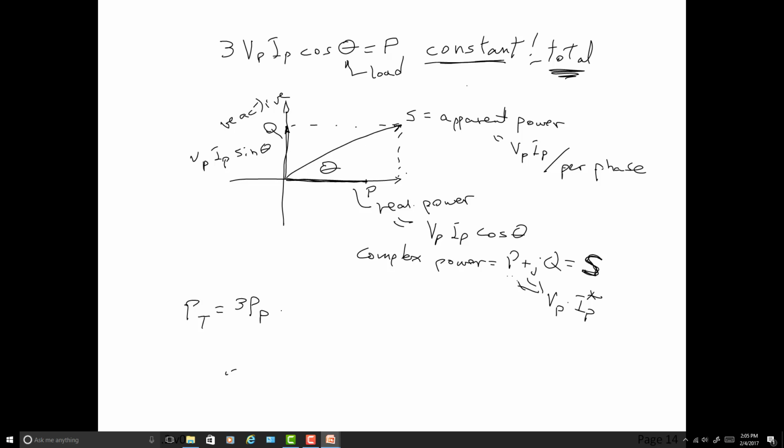Oops, that's a total, right? And you can quickly do the math here. We're right back to where we were up top: 3 times V phase, I phase, cosine theta. But we also know these in terms of line voltages, right? So square root of 3 times the line voltage and the line current, also cosine theta. This is in your book.